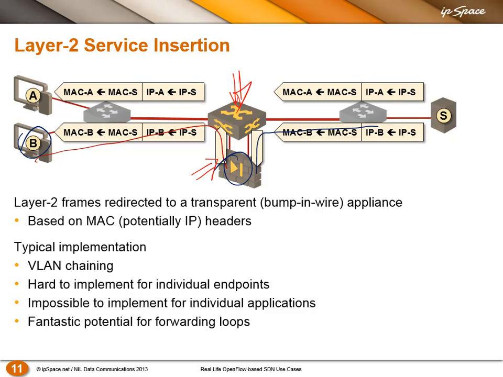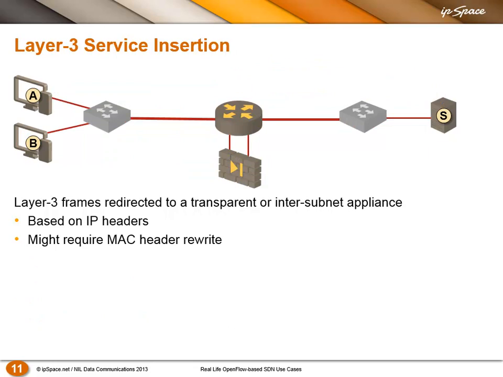The moment you get something wrong and spanning tree doesn't kick in, or maybe the firewall doesn't pass BPDUs, and you get another forwarding loop around here, you will have a nice meltdown in your data center. Although this works in theory, I would be very careful to use this in practice. Layer 3 service insertion is way safer.